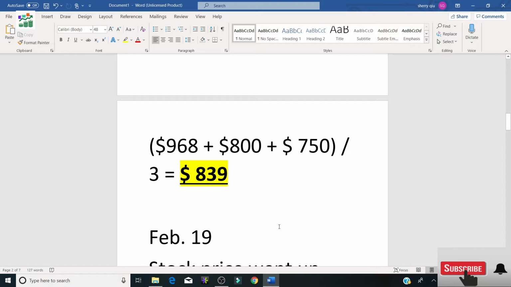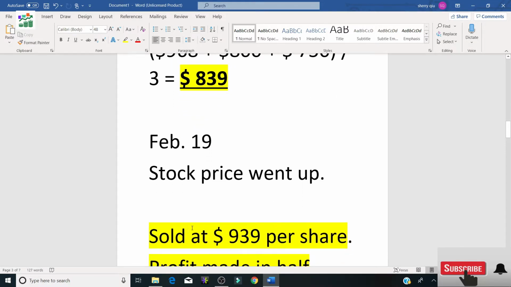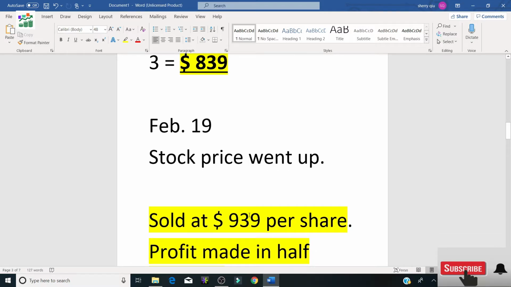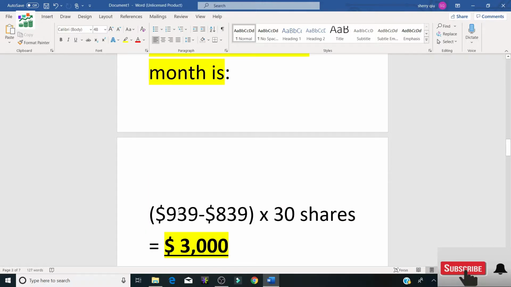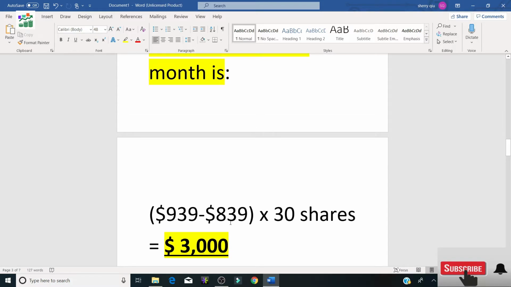He has patience. On February the 19th, which is yesterday, the stock price finally went up again. So he finally sold the 30 shares of Tesla at $939 per share. It wasn't the highest high, but it's high enough. So he made a profit in half a month: $939 minus his average price of $839, times 30 shares. He made a very good $3,000 profit just because he used the dollar cost averaging down method.